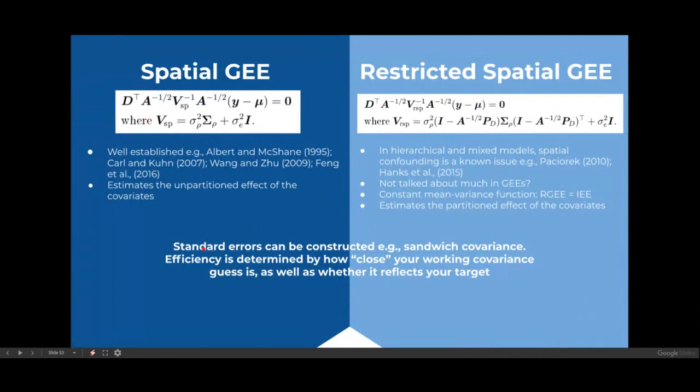And so standard errors can be constructed, for example, the sandwich covariance, and efficiency is determined by how close your working covariance guess is, as well as actually whether it reflects your target or not.